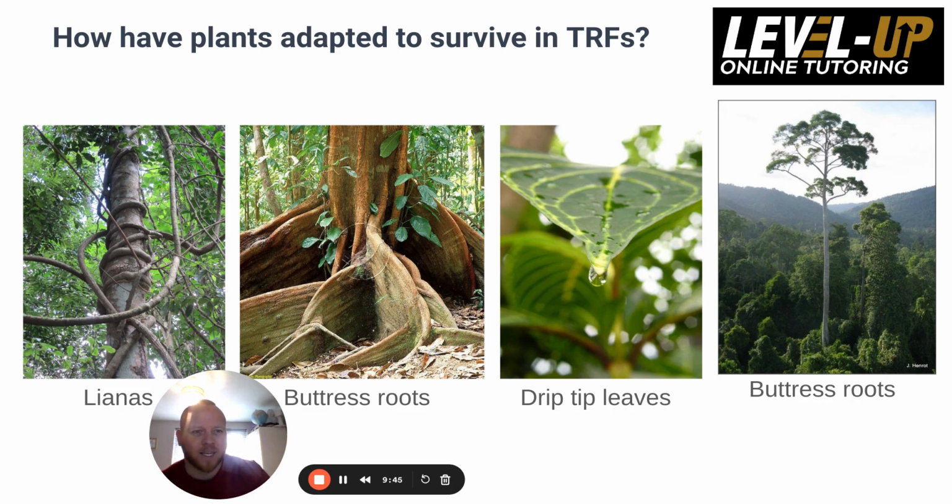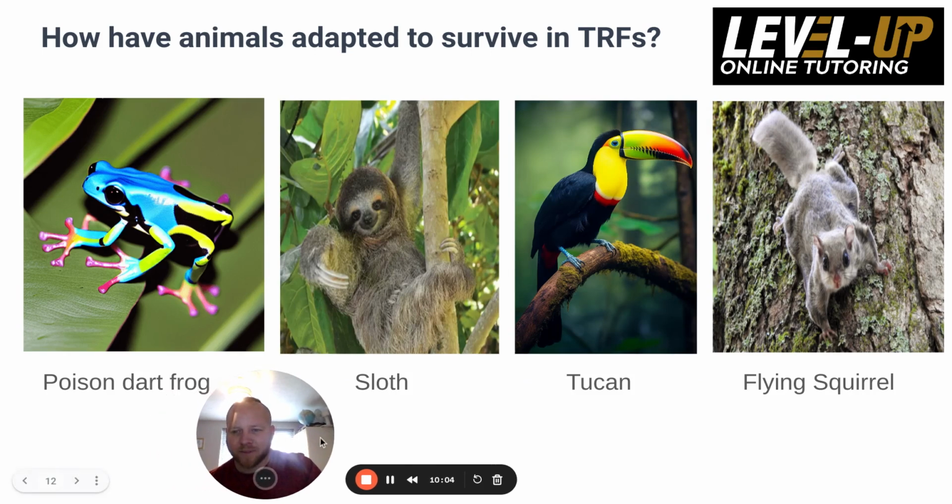And the final plant adaptation are these buttress roots. Sorry, ignore me. That should say emergents, apologies. The emergent trees themselves are an adaptation. They have grown so large to push through the canopy, again, to get to that sunlight for photosynthesis. Equally, animals need to adapt as well.